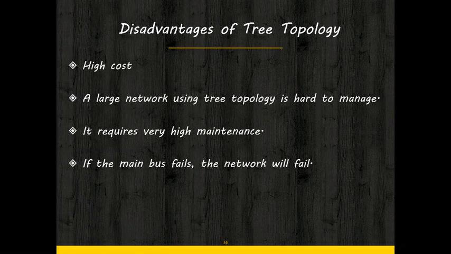Next, we will see some disadvantages of tree topology. First is high cost, which means devices required for tree topologies are very costly. And a large network using tree topology is very hard to manage and maintain. It also requires very high maintenance. If the main bus fails, then the whole tree network will fail.